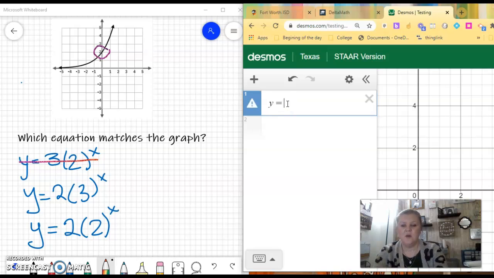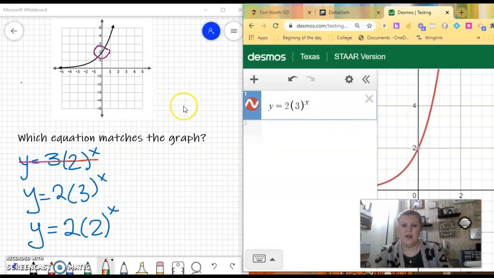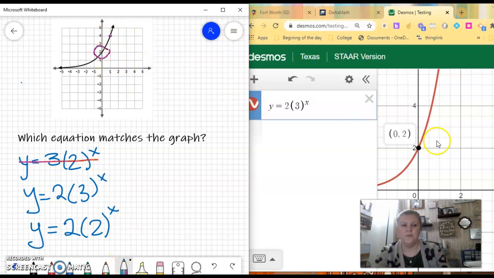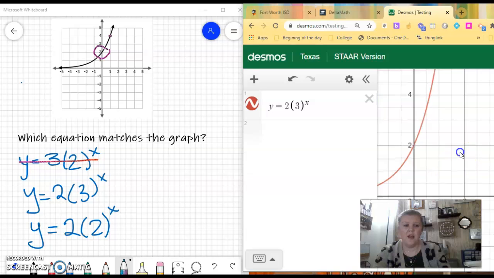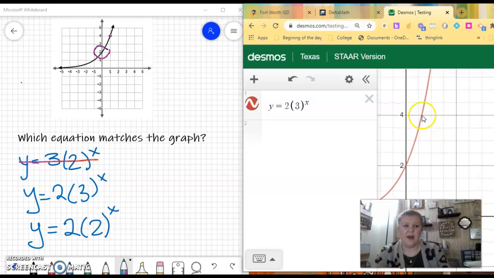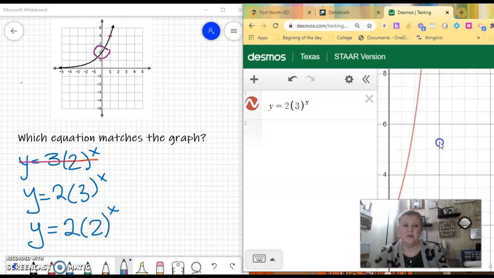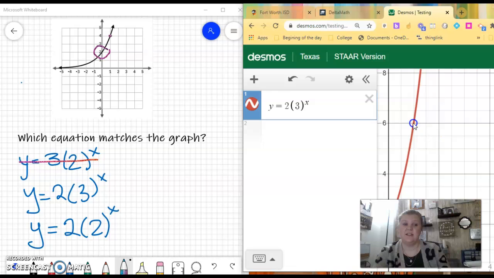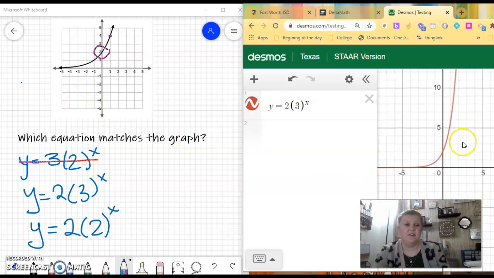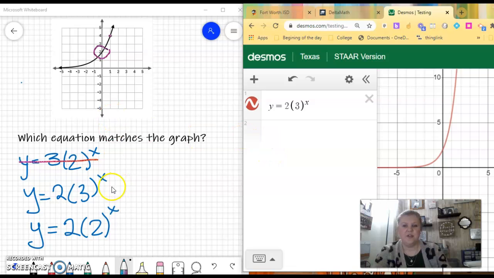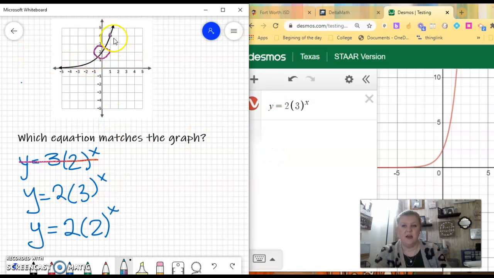So y equals 2 times 3 to the power of x. First things first, let's check the y-intercept. I have (0, 2) and (0, 2). Good so far. And I want to check another point. Here I have (1, 4), so I want to make sure that on my graph I have (1, 4). Notice right here, I do not. Here I have (1, 6). It does look very similar, but you want to make sure that those points are the same. The y-intercept was the same, but it did not have this (1, 4).